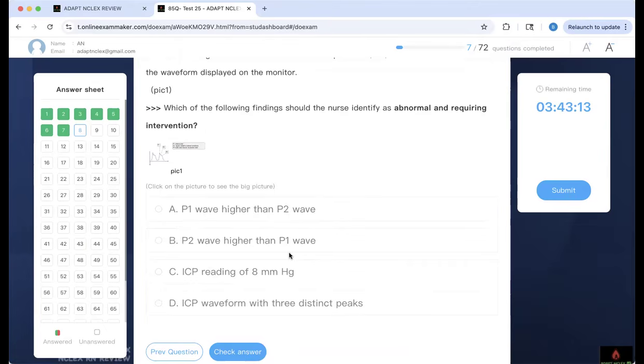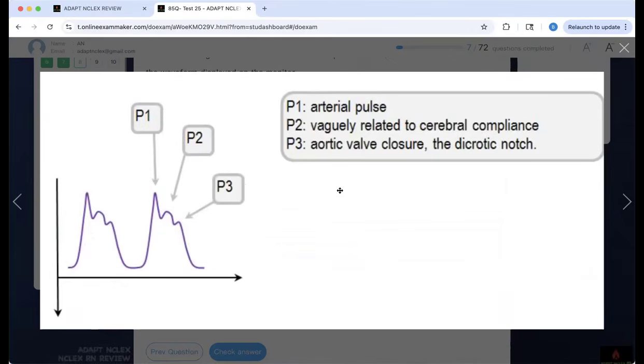Pressure 2 wave, pressure greater than 1, and then ICP of 8, and ICP waveform with 3 distinctive peaks. I will show you. You're supposed to have 3 peaks. P1 is for arterial pressure, your pressure outside, higher. P2 is the pressure in the brain, telling you the compliance. If the brain pressure is too high, P2 will be greater than P1, right? The pressure in the brain is greater than the arterial pressure, that's high ICP. And P3 is the aortic pressure. You're supposed to see 3 waves.